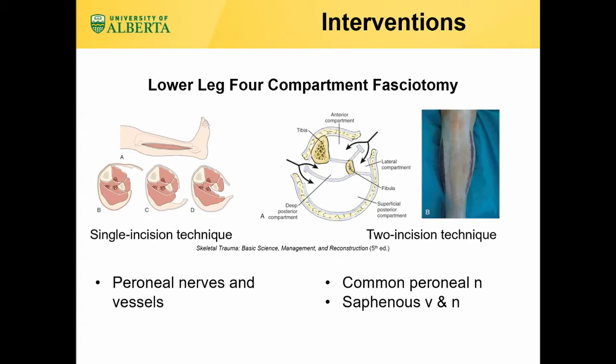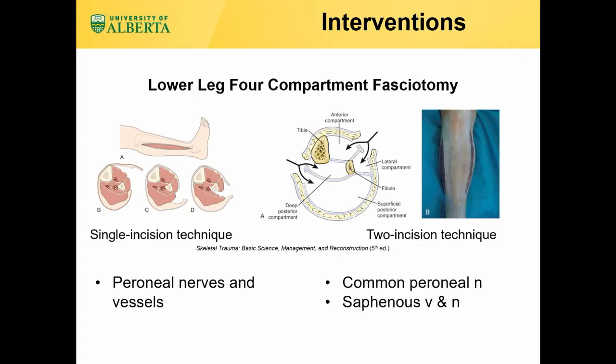A single skin incision is made just inferior to the fibular head, 1 to 2 centimeters anterior and parallel to the fibula, and 3 to 4 centimeters proximal to the lateral malleolus. The anterior and lateral compartments can then be visualized through creation of an anterior flap, and longitudinal incisions can be made in each of these compartments. Ensure you visualize and avoid the common, superficial, and deep peroneal nerves at the fibular head.